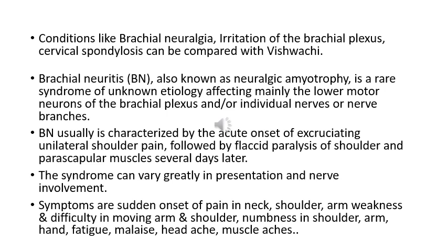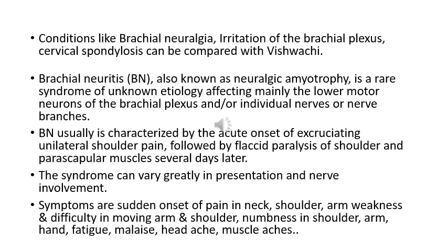Brachial neuritis is also known as neuralgic amyotrophy. It's a rare syndrome of unknown etiology affecting the lower motor neurons of the brachial plexus, or it can affect individual nerves or nerve branches like the radial nerve, ulnar nerve, median nerve, etc., and the muscles it supplies. It's usually characterized by acute onset of excruciating unilateral shoulder pain followed by flaccid paralysis. Here it is a lower motor neuron lesion, so there's a flaccid paralysis of the shoulder and parascapular muscles several days later.